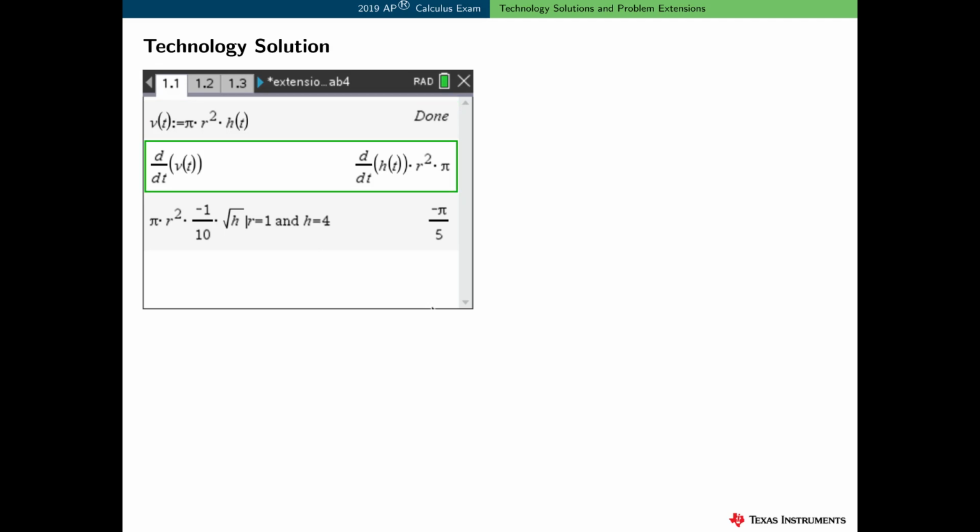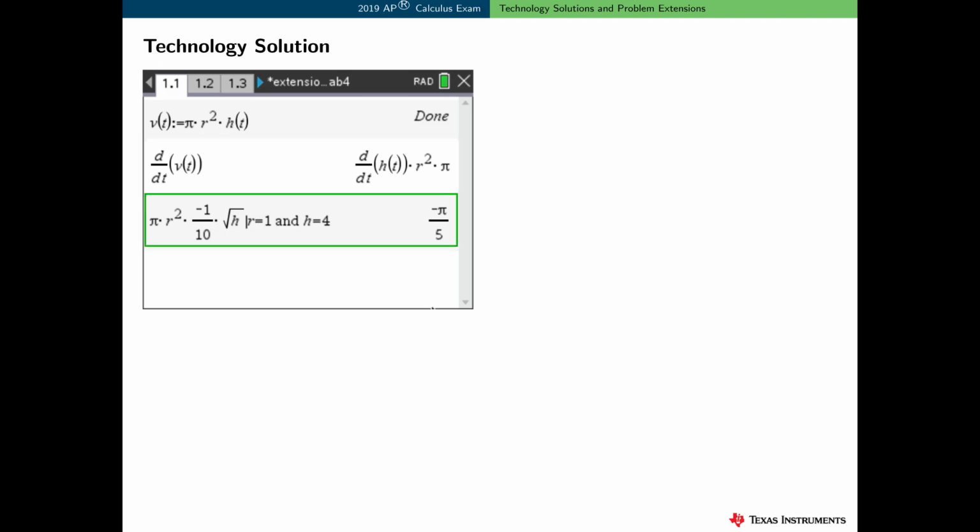Next, I found the derivative of v with respect to t, and we get the exact symbolic answer, which is cool. And then using the vertical bar, which stands for, in my mind, "such that," I evaluated the expression for dV/dt such that r is equal to 1 and h is equal to 4. And the calculator returned the exact symbolic answer.